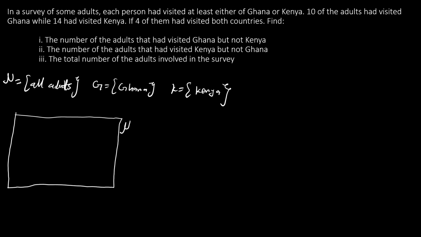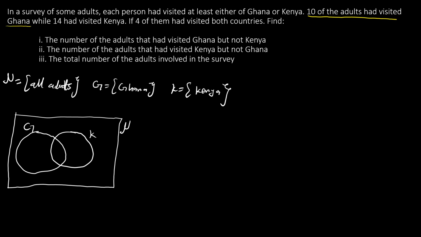So this universal set U, and you have two sets, set G and K. Now going back to the question, let's bring out some points. Here we have 10 of the adults have visited Ghana, while 14 have visited Kenya. Now, if 4 of them have visited both countries, so we only have 4 that have visited both Ghana and Kenya. So at this point of intersection, we have 4.